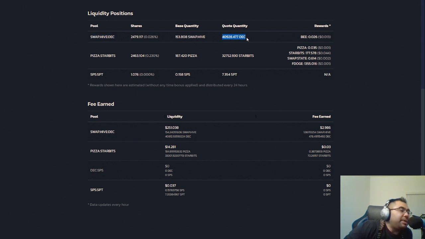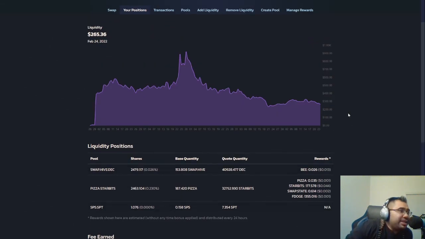So I'm putting in my DEC here. I'm earning rewards in a different token in BEE, and I usually swap this to Hive and then swap it to SPS afterwards. I am also earning the fees here, which again, minimal. And then in game, I am earning the double bonus for the SPS airdrop. So right now, that is where things stand.